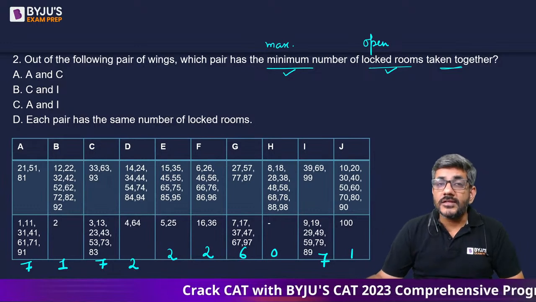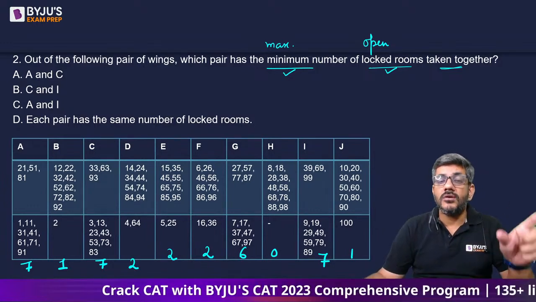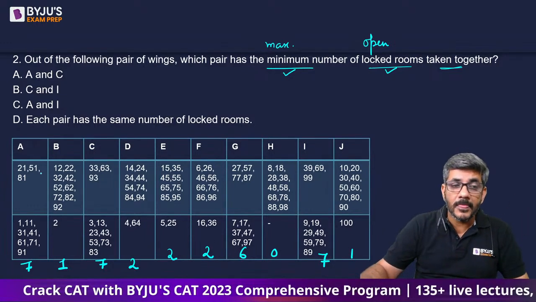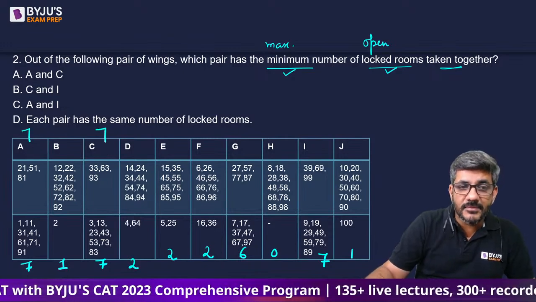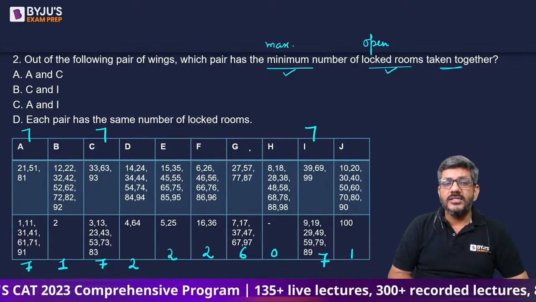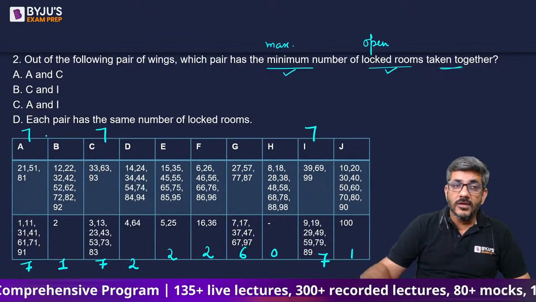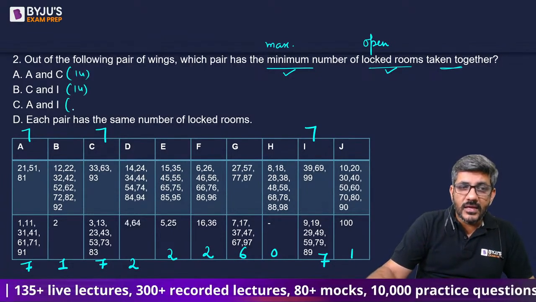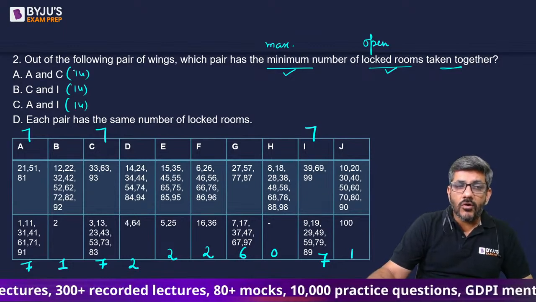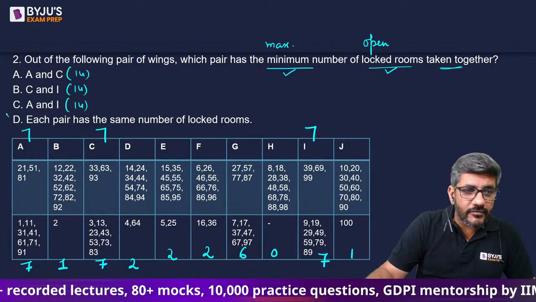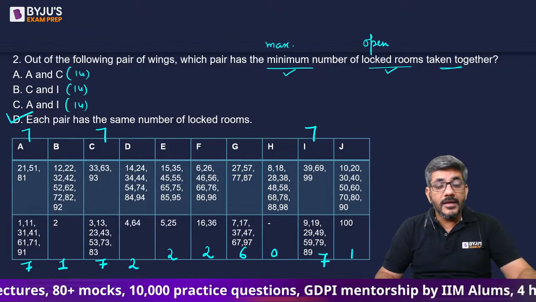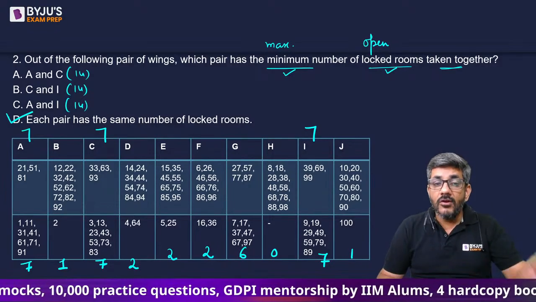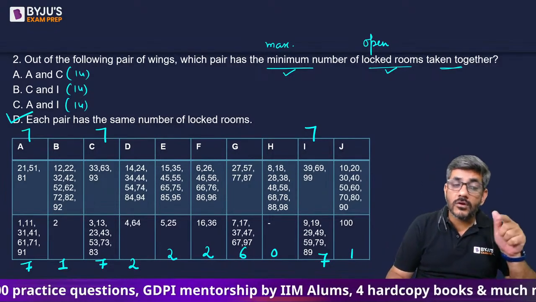So which two wings have got the maximum number of open rooms taken together? Can I say A में 7 है, C में 7 है और I में 7 है? These three are the maximum ones. So A plus C is 14, C plus I is 14, A plus I is 14. So all of them will have equal. Therefore, my answer is option D. Each of these pairs have 14 rooms which are open.